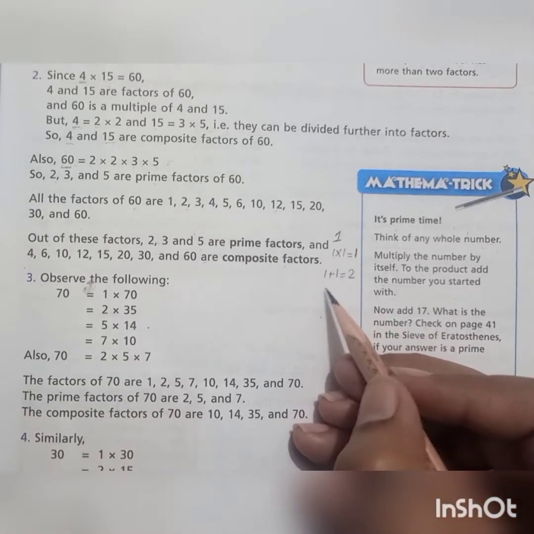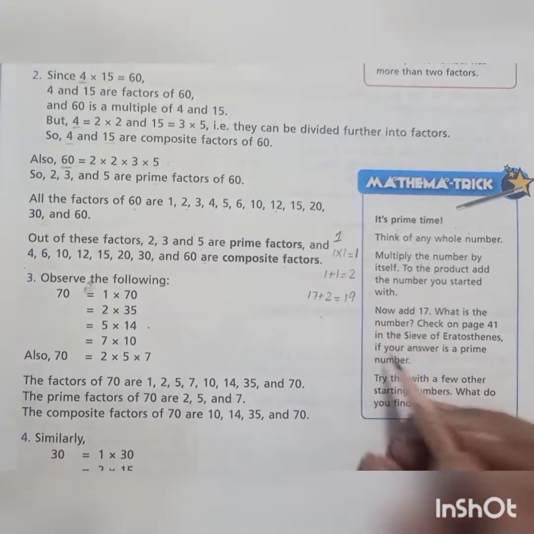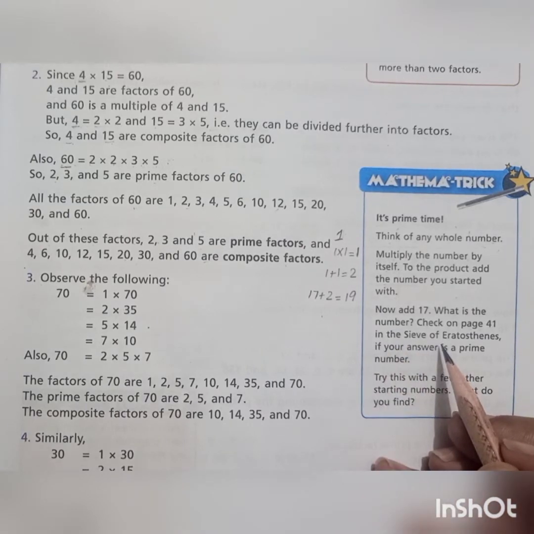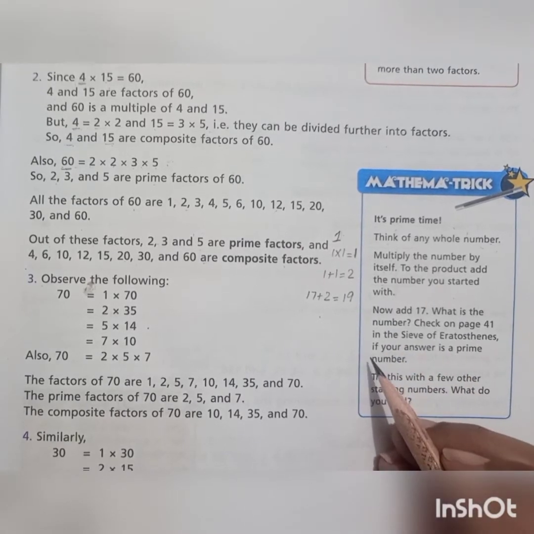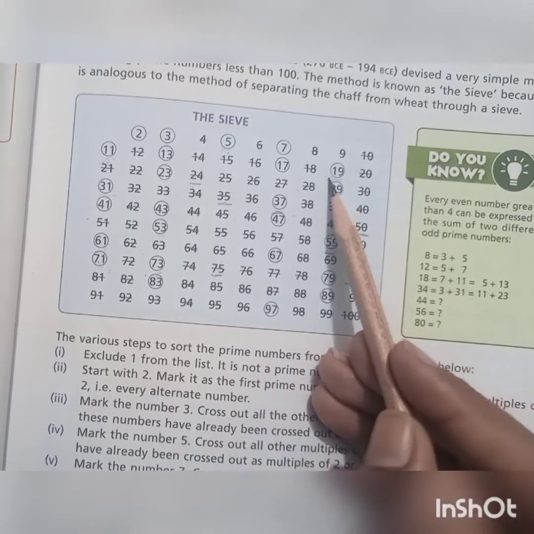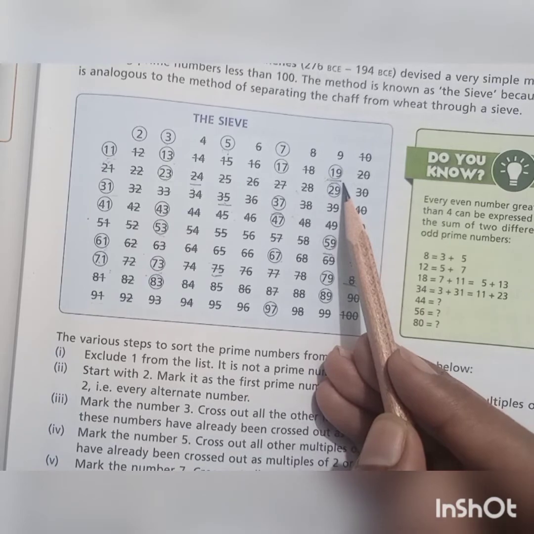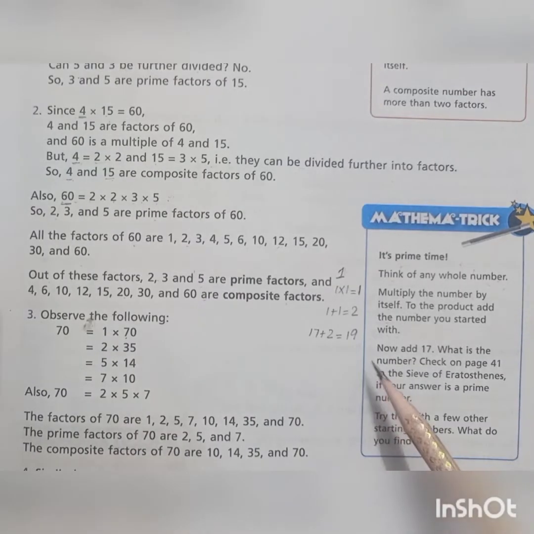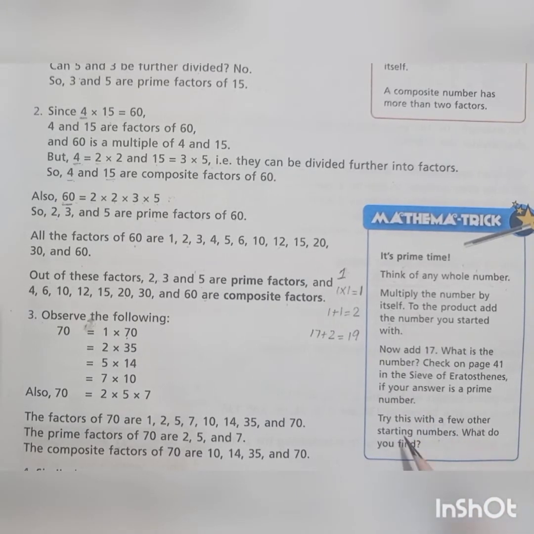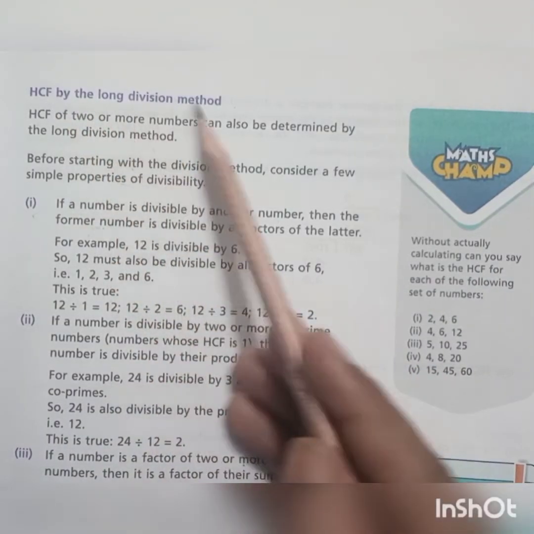Now add 17. Let's add 17 to 2 and it becomes 19. Now what is the number? Check on page number 41 in the sieve of Eratosthenes if your answer is a prime number. At page number 41 we can see the number 19 is here, and yes, of course it's a prime number. Students, if we follow this method with any whole number, the result will be a prime number. So try this with a few other starting numbers. What do you find?